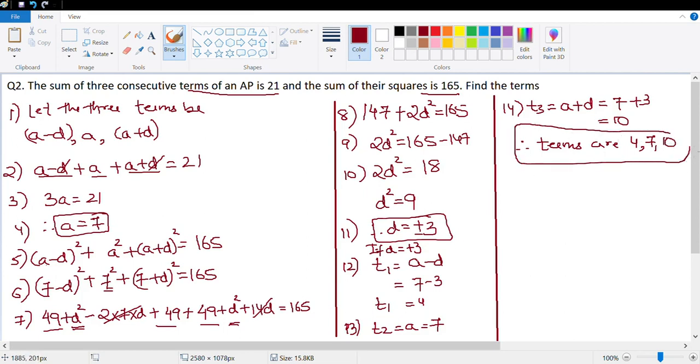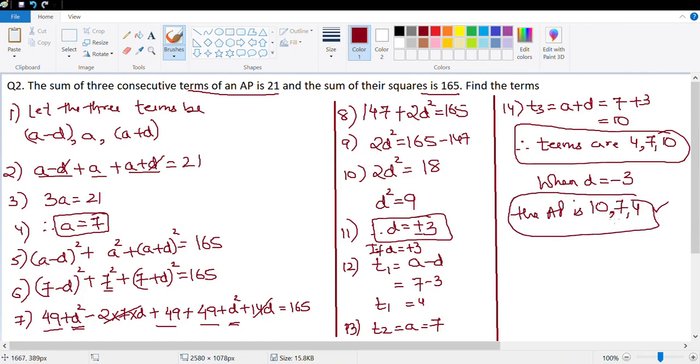Now, in case when d is equal to negative 3, the AP is 10, 7, 4. So this time I have a reducing AP. In this case, I have an increasing AP. Perfect. I hope you got the hang of things for this type of questions. Let's look at the next one.